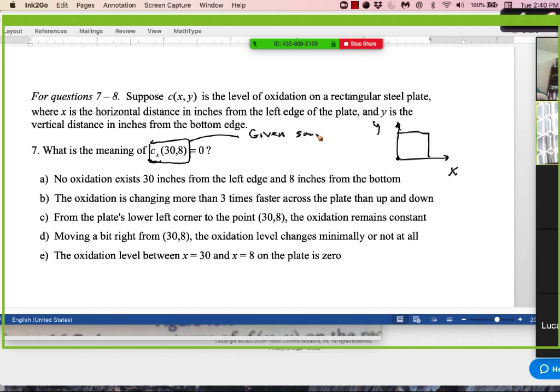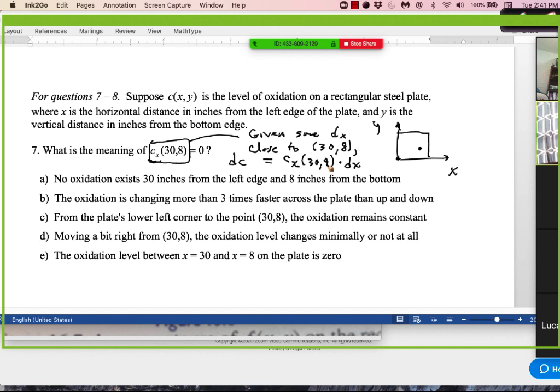Given some dx close to 38. Right, so we're at the point 38 here, say over here. And we're going to make a small change in x. And this partial derivative is going to tell us what the change in oxidation is. So dc will equal whatever that value of the partial derivative is times as much as that small change in x.